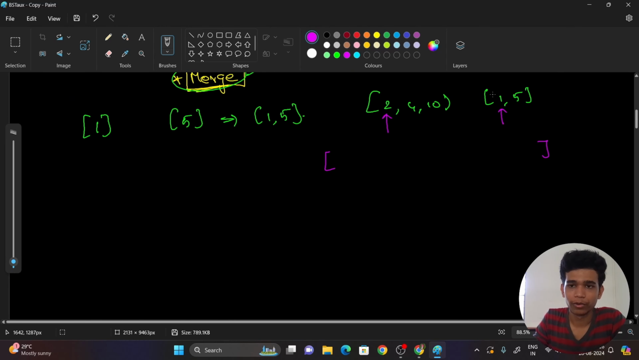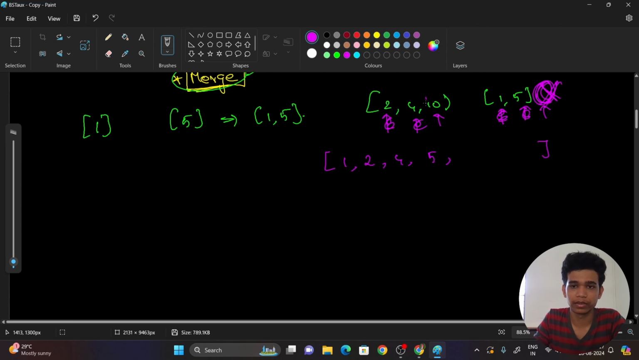See here, 2 and 1. What is smaller? 1 is smaller. So, put 1 and move this pointer to this pi. Can you understand this? Because both are in sorted order, if this 1 is lesser than this 2, it means this 1 is lesser than all elements in this array and all elements in this array. That's what it means. Okay. Now, 2 or this 5, which is smaller? 2 is smaller. So, put the 2 and move here. Now, 4 or 5, 4 is smaller. Put the 4 and move here. Now, 5 or 10, 5 is smaller. Put 5 and move here. Unfortunately, we end up with no elements.